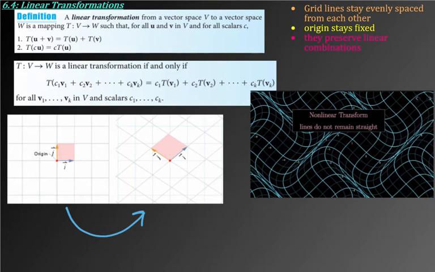Another really important point is that the origin needs to stay fixed, okay? You need to be mapping the 0 vector to the 0 vector. You can't map the 0 vector to some other vector. The origin stays fixed, okay? And then they preserve linear combinations. That's right here.